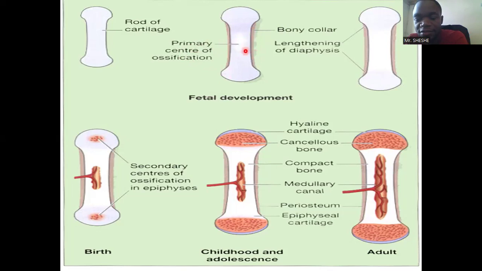Remember, cartilage is not vascularized. Cartilage doesn't have blood vessels in it, so it depends on diffusion. For cartilage cells to survive, respire and metabolize, they depend on diffusion of nutrients and gases from nearby blood vessels. You can't see blood vessels inside the cartilage. It's not possible. That's why healing, when cartilage is damaged or injured, takes time.